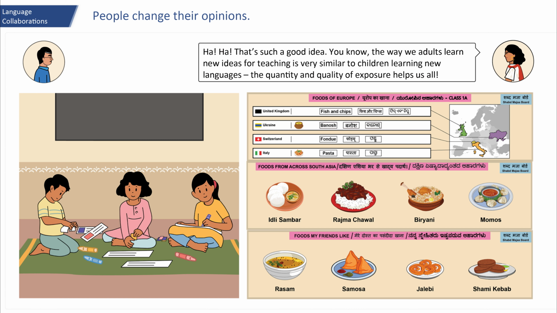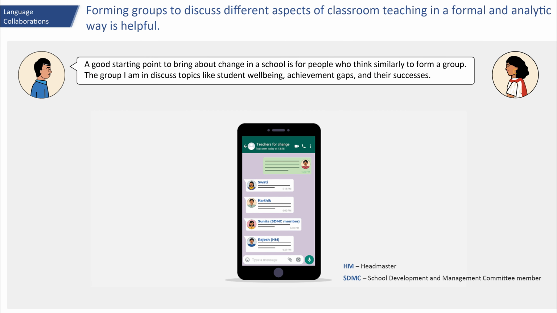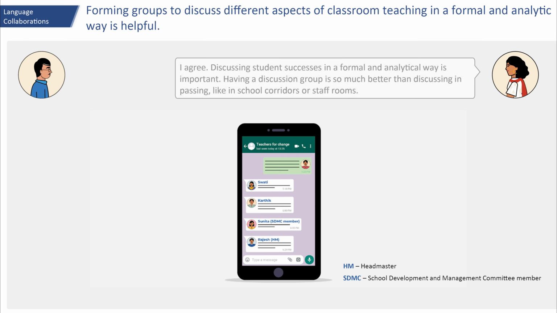That's such a good idea. You know, the way we adults learn new ideas for teaching is very similar to children learning new languages. The quantity and quality of exposure helps us all. A good starting point to bring about change in a school is for people who think similarly to form a group. The group I am in discusses topics like student well-being, achievement gaps, and their successes. I agree. Discussing student successes in a formal and analytical way is important. Having a discussion group is so much better than discussing in passing, like in school corridors or staff rooms.